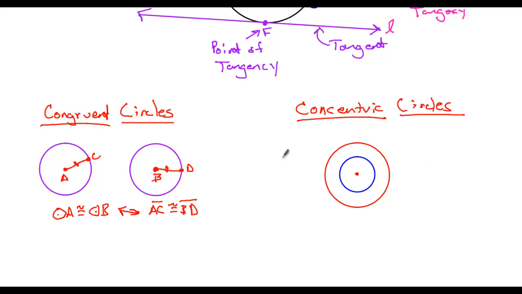Concentric circles are circles that have the same center. So here's the radius of that circle. Here's the radius of that circle. So there's nothing special about the radius or the circles or anything like that. Concentric circles are just circles with the same center. Okay, so these are two vocabulary words that you need to be very familiar with: congruent circles and concentric circles.